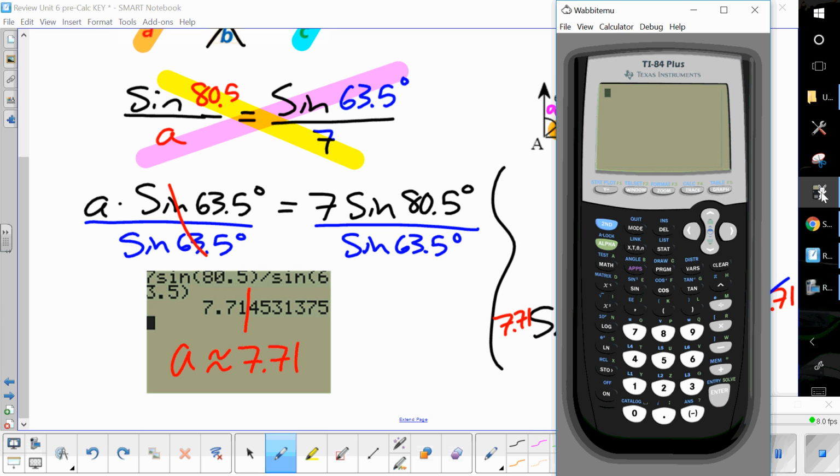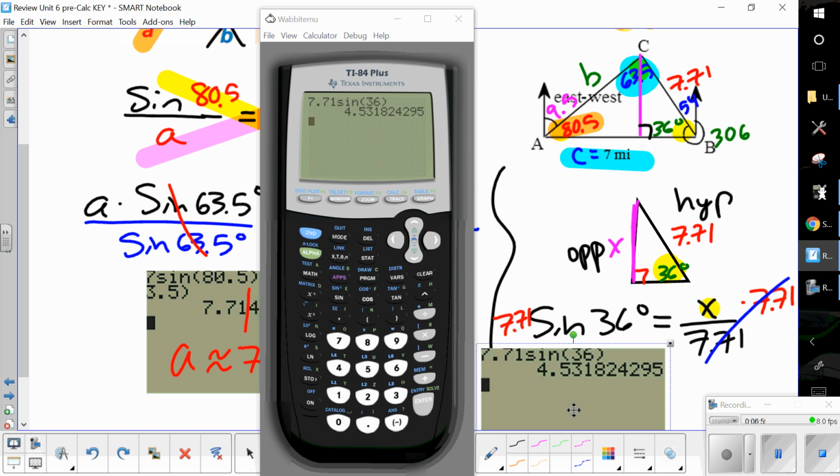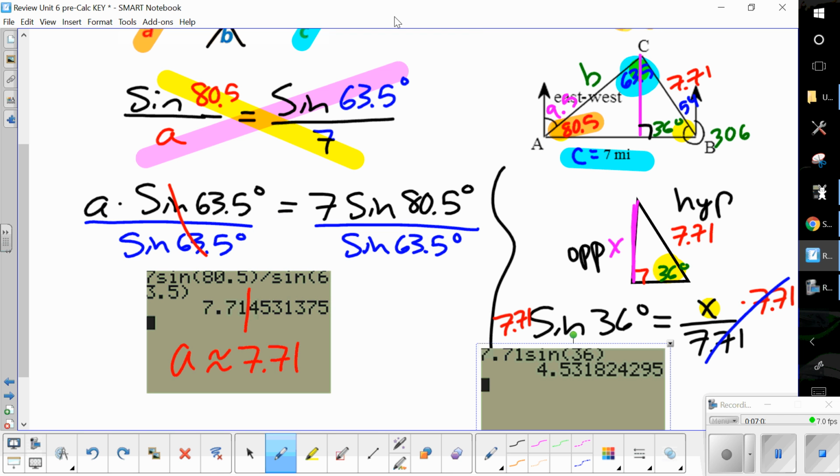Again, calculator problem. I'm going to make sure it's turned on and in degree mode: 7.71 times sine of 36. And there's my other answer. I'm going to round this to 2 decimal places as well, and I get X is approximately equal to 4.53.